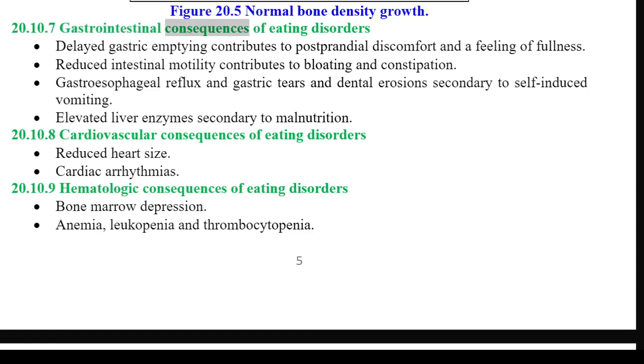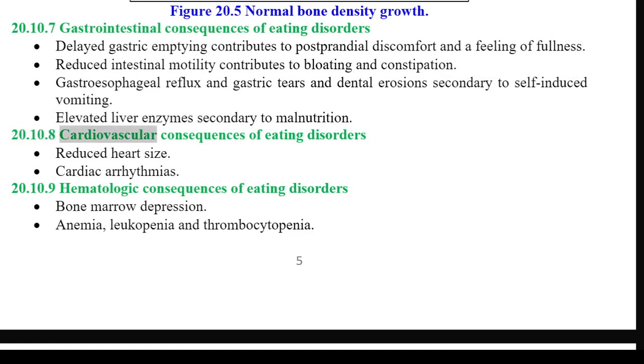20.10.7 Gastrointestinal consequences of eating disorders. Delayed gastric emptying contributes to postprandial discomfort and a feeling of fullness. Reduced intestinal motility contributes to bloating and constipation. Gastroesophageal reflux, gastric tears, and dental erosions secondary to self-induced vomiting. Elevated liver enzymes secondary to malnutrition.